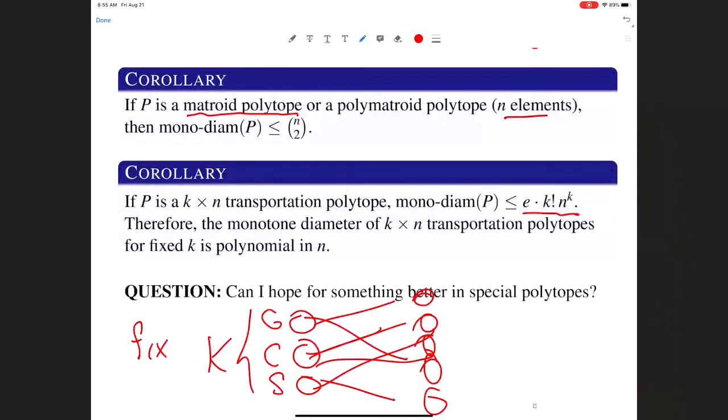Now, the question is, can you find other combinatorial polytopes for which the number of edge directions is nice, right? I'm using the theorem that I showed you before to show that some polytopes are well-behaved because the number of edge directions they have is well-behaved, right?